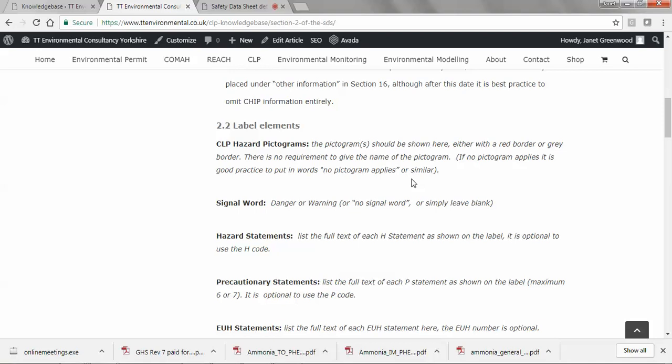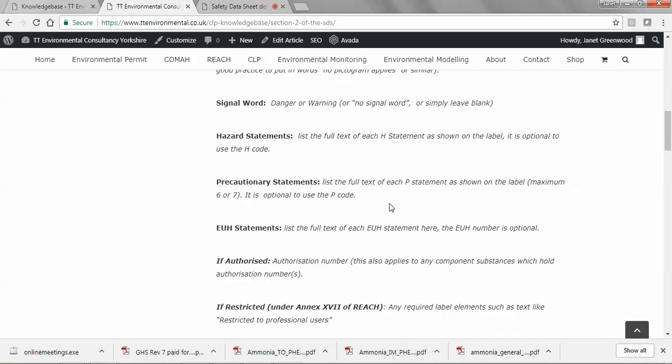We're mimicking what happens. We also want the EUH statement, and again the EUH number is optional. The EUH statement and everything else that we're now into is the supplementary information on the label. So that goes in the extra bit of the label and away, slightly away if you can manage it, from the hazard and the precautionary statements. So you've got the EUH statements. If it's authorised or any component substances are authorised, this is where the authorisation number should go.